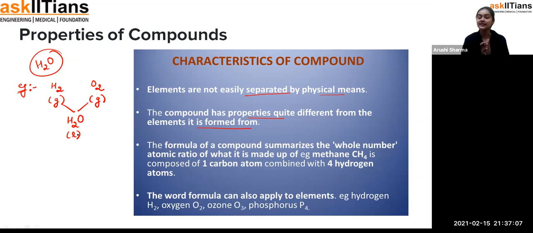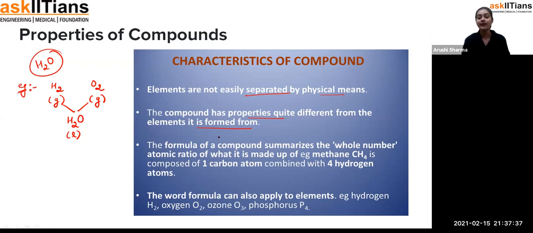So it's not like, students, that because the compound is formed from the elements, the properties of the elements transfer to the compound as well, so that the compound and the elements have the same properties. It's not like that. When two elements combine together, they lose their properties, and some new properties are generated. That is why we say there is a difference in their properties.